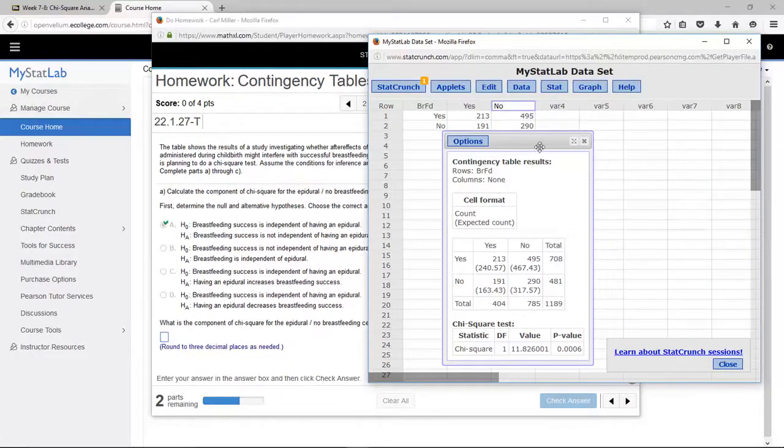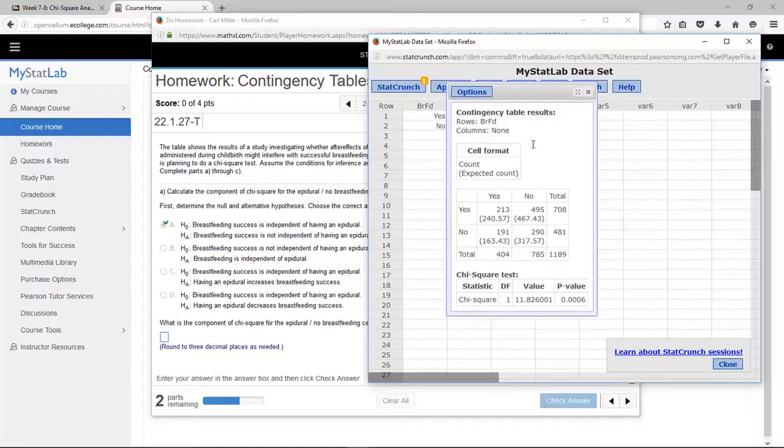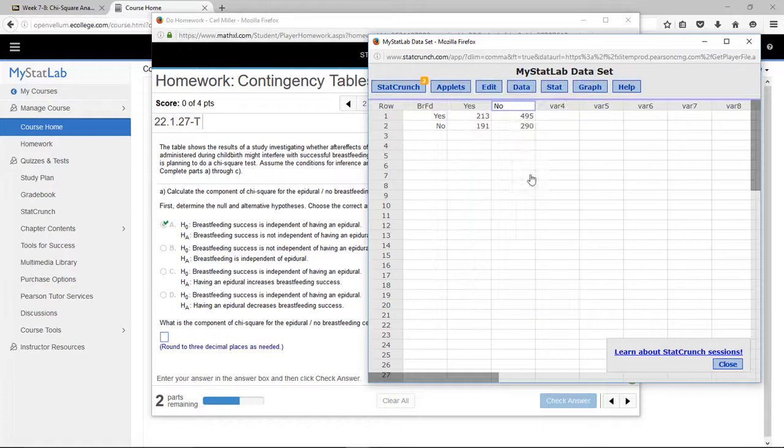On the test, what you're going to have to do is read the output here and know where to find the chi-square test statistic and p-value in the output. I may or may not give you all the expected cell counts. I may leave one blank and ask you to calculate what the number for the expected cell count would be or something. But hopefully this shows you how to do the calculations for the homework.